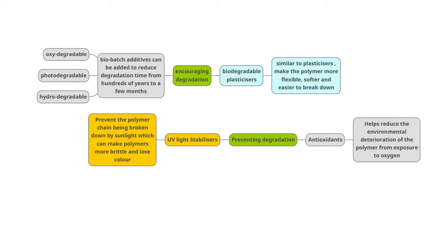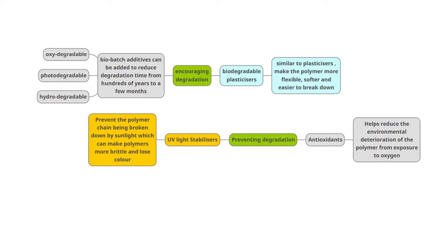So you can get oxydegradable, photodegradable and hydrodegradable. So oxy being it degrades in the air, in oxygen, photodegradable meaning that it breaks down with UV light, and hydro being that it breaks down with water. Next you've got biodegradable plasticizers. So similar to plasticizers, it makes it softer. These make the polymer more flexible, softer and easier to physically break down when being recycled anyway.